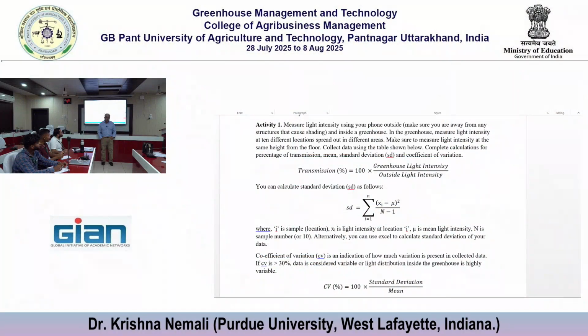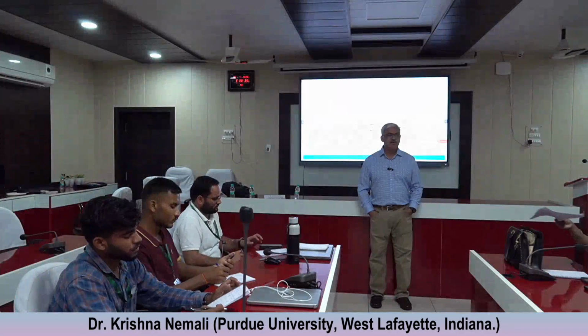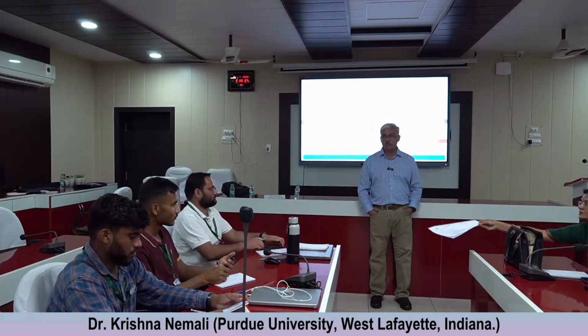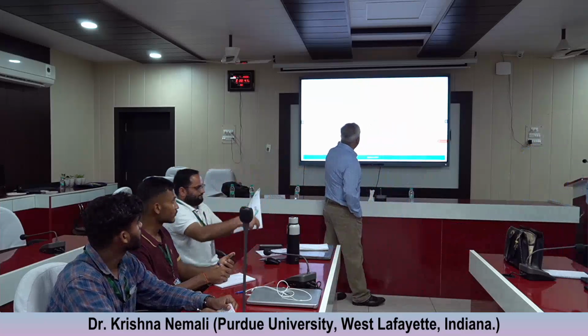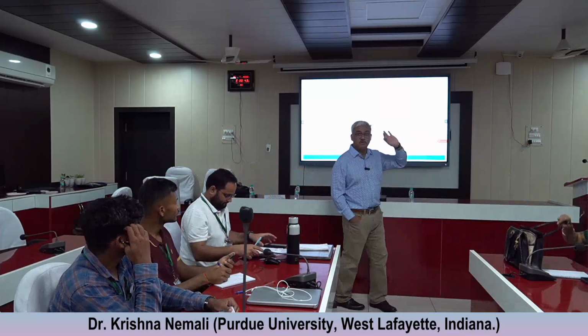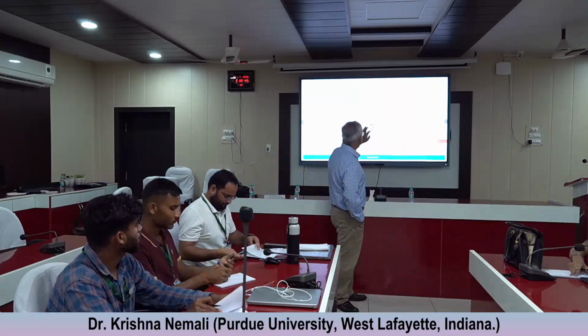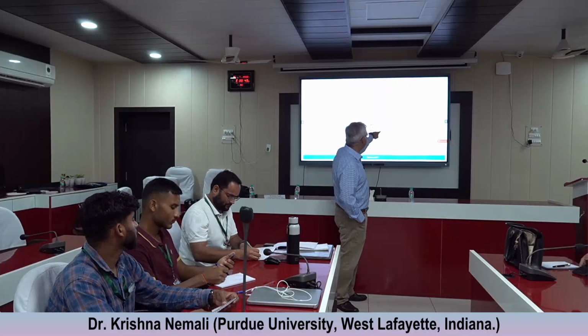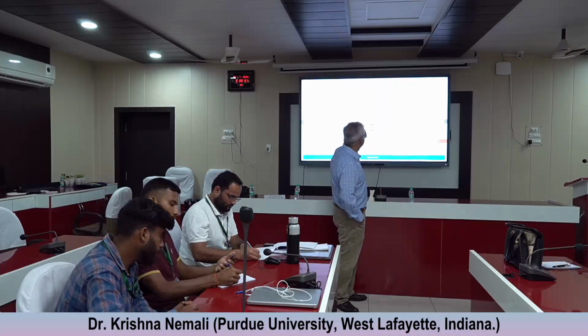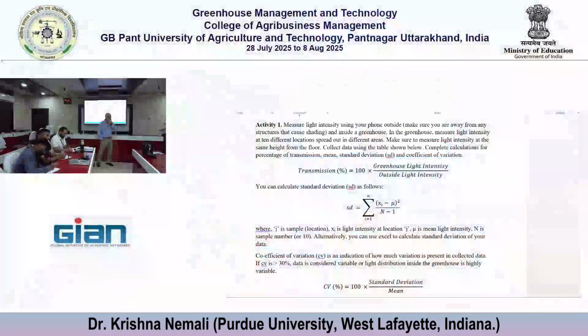So what we want to do now is first do some calculations. What we want to do is called percentage of light transmission. It's a very simple calculation, transmission percentage. You see the formula there, transmission, it's always measured in percentage, okay? It is 100 times greenhouse light intensity, there's a spelling typo there.